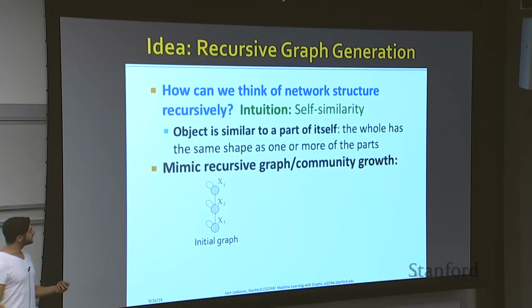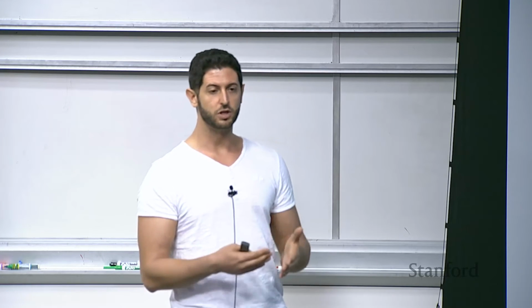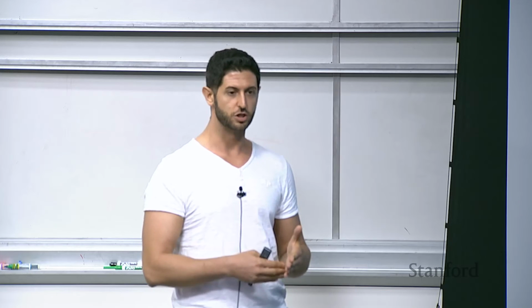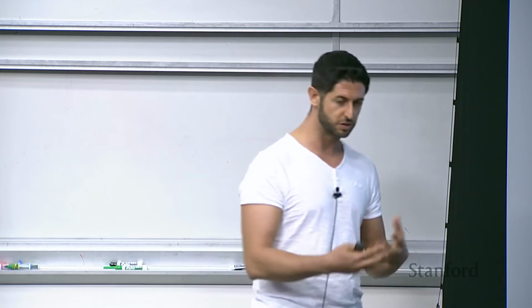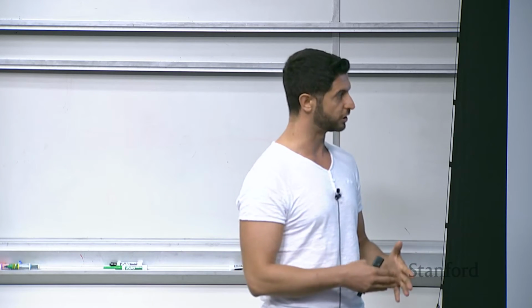Now, what is the key idea behind it? What we want to do is generate this network structure recursively. And the intuition is the self-similarity one. So think about a big social network. The way in which people establish friendships in different countries is pretty much the same. Similar culture, similar ways to establish friendships.